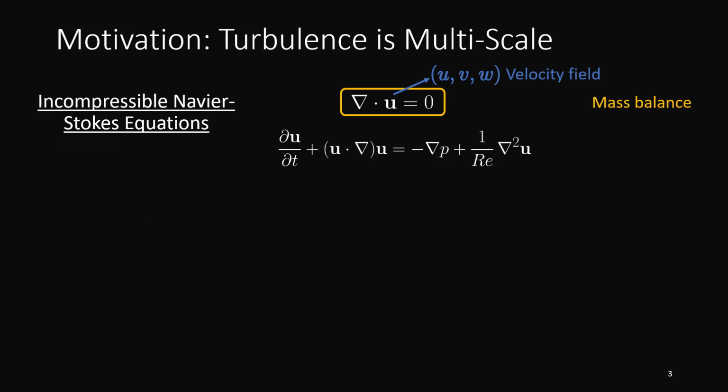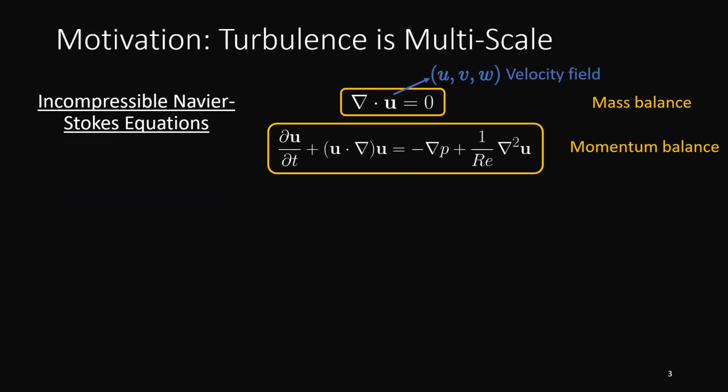And you've also got the momentum balance. So I'll explain what this is. You have the pressure term here, P, and you have the Reynolds number, which is a dimensionless number that describes the ratio of the inertial effects to the viscous effects of a local fluid.